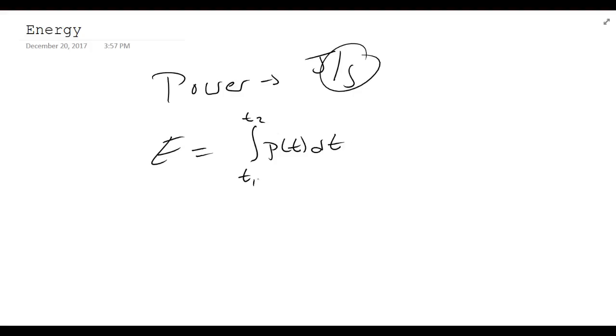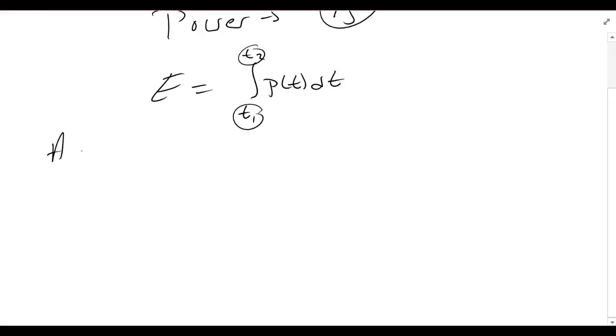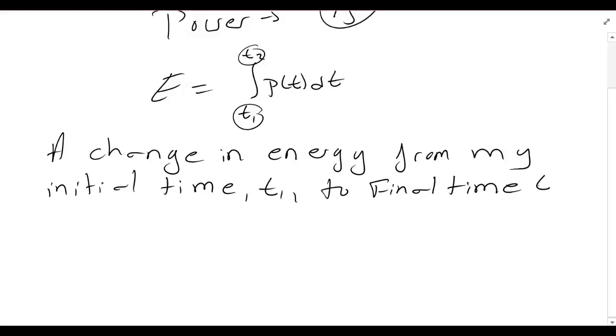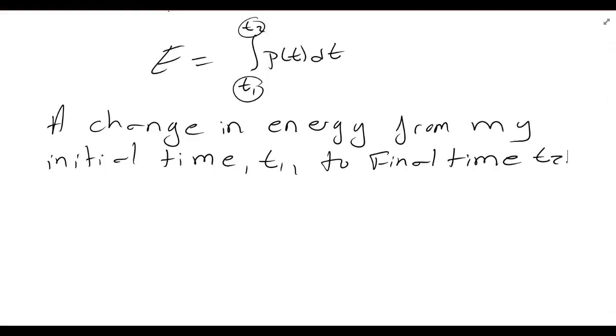Now, what do I really mean here? t1 to t2. This is in fact a change in energy from my initial time to my final time. And my initial time is t1 and the final time is t2. I typically don't use an indefinite integral there. Typically it will be a definite integral because I'm curious about the quantity of joules, the quantity of energy. So the unit, just to make sure that is clear, is the joule.